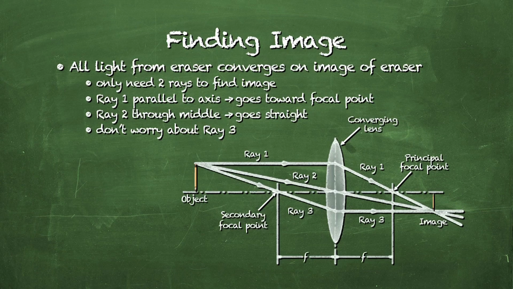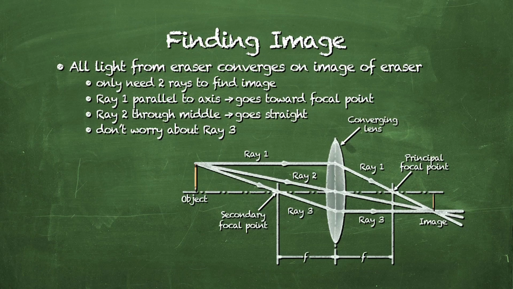Ray 2, the second ray of light, goes from the eraser to the middle of the lens. And when a ray of light passes through the middle of the lens, that's where the lens is flat. So ray 2 isn't deflected at all. So ray 2 goes straight through the lens.